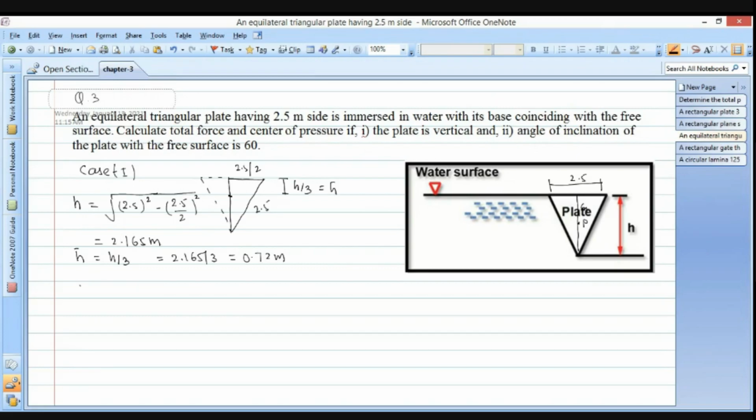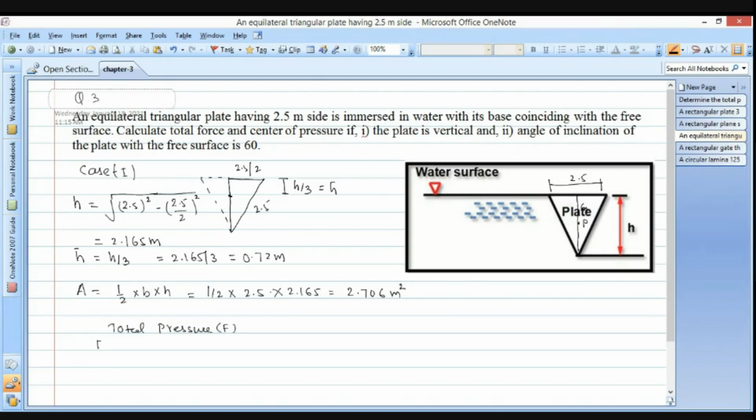And the area of this plate is 1 by 2 base into height. So base is 2.5 and height is 2.165. So we get 1/2 into the base, that is 2.5, and the height we have calculated, that is 2.165. So our area we get, that is 2.706 meter square.